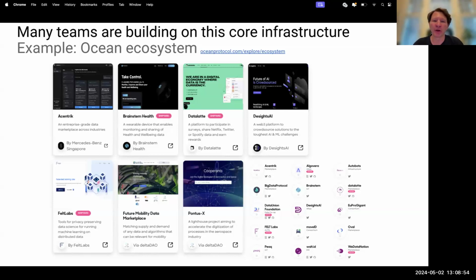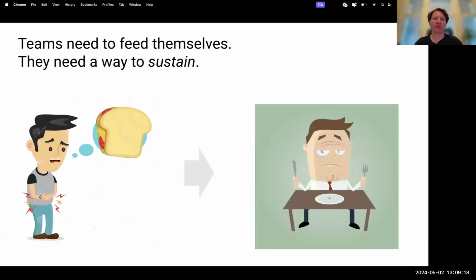Brainstem Health is a neuroscience startup. Data Latte, DeSites AI, which is like a decentralized version of Kaggle, data science competitions. Felt Labs, that's decentralized federated learning. And the next two are Gaia X projects, worked on by Delta DAO, another strong team in the Ocean ecosystem. And there are many more teams besides that. The bottom right zooms in on a few more. Okay, so lots of things getting built.